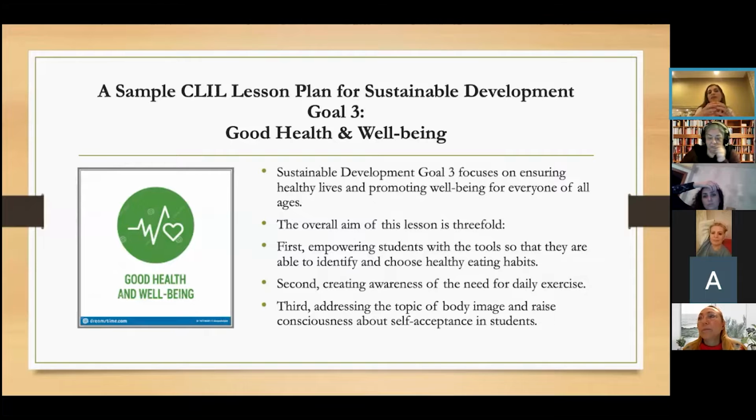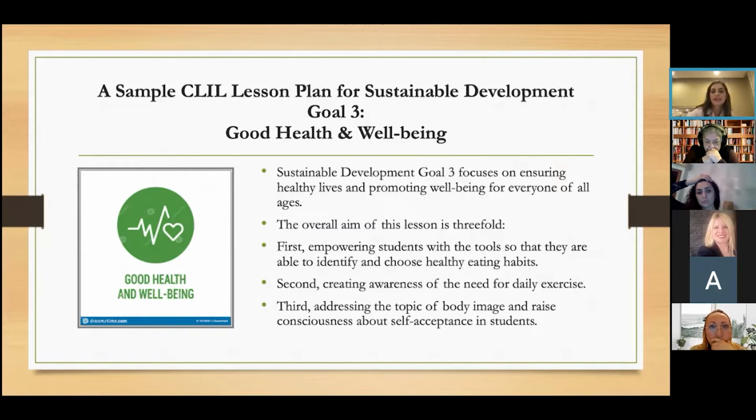The overall aim of this lesson is threefold. First, in this lesson, we aim to empower students with the tools so that they are able to identify and choose healthy eating habits. The second aim is creating awareness of the need for daily exercise to ensure good health and well-being. And thirdly, addressing the topic of body image and raising consciousness about self-acceptance in students. These are our 3 overall aims in this lesson.